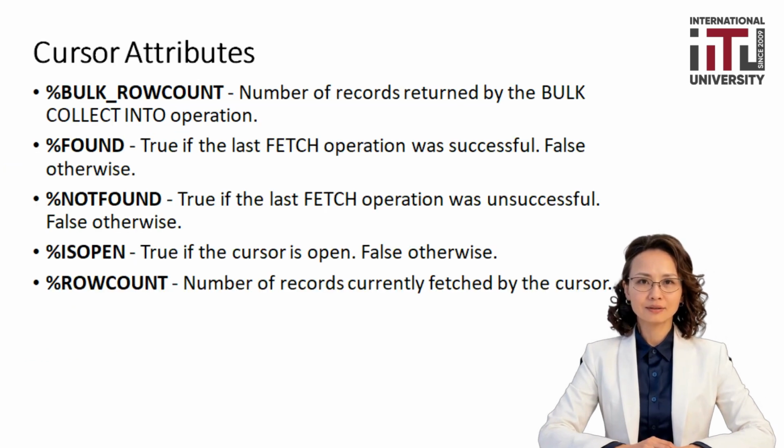In PL/SQL, cursor attributes provide useful information about the state of a cursor during data processing. %BULK_ROWCOUNT tells us the number of records returned by a bulk collect into operation. %FOUND is true if the last fetch operation successfully retrieved a row and false otherwise. %NOTFOUND is the opposite. It is true when the last fetch did not return a row. %ISOPEN indicates whether the cursor is currently open or closed. Finally, %ROWCOUNT shows the number of rows that have been fetched so far. These attributes make it easier to control and monitor cursor operations in PL/SQL programs.